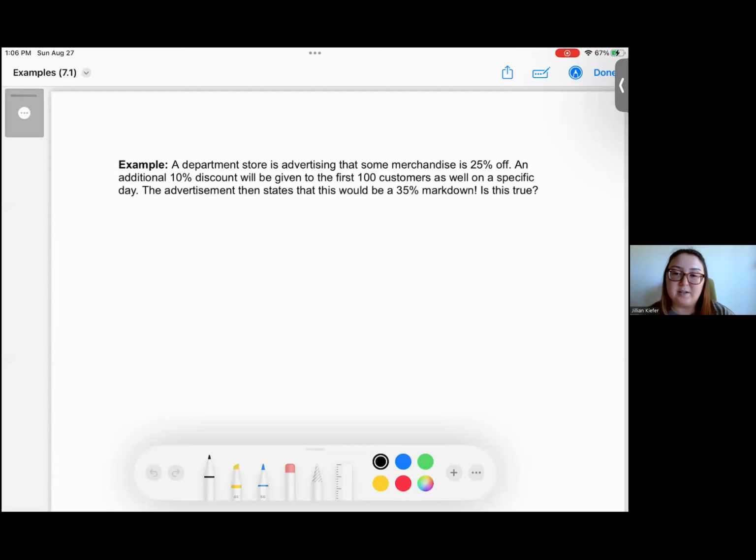All right, so here's our question one more time. We have a discount store advertising some merchandise at 25% off. An additional 10% discount is given for the first 100 customers on a specific day. The advertisement states this is a 35% markdown. Then we want to check, is it true or not? So when we check if it's true, we want to use an actual item, a tangible item, something that has a price. So let's pick an easy price. Let's say I'm looking at one item and it's $100. So we'll have a value.